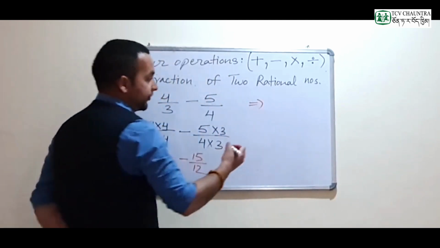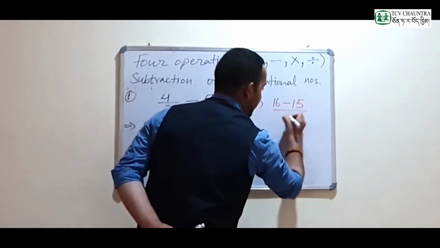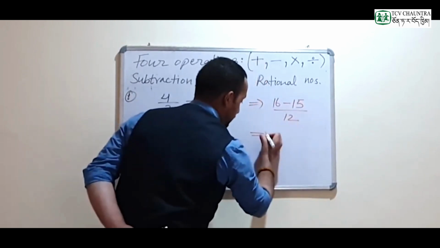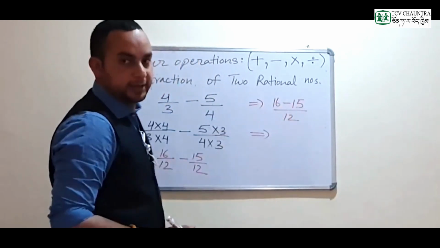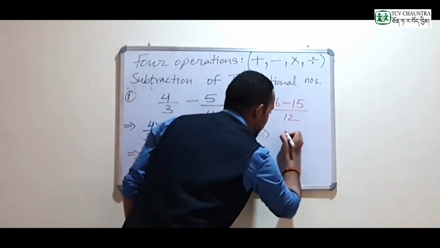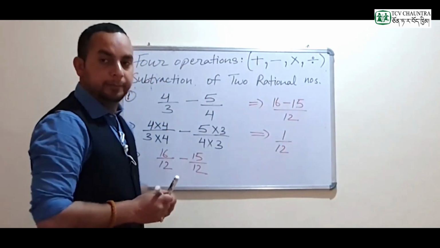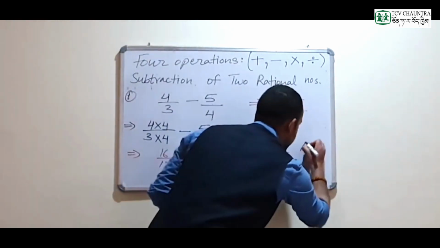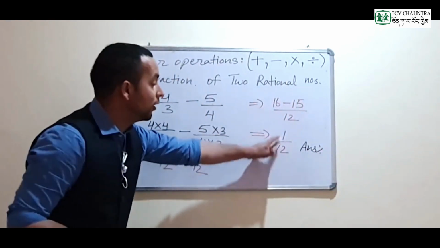So we are going to subtract 16 minus 15 divided by 12. So when we subtract 15 from 16, our answer is 1 upon 12. Again, it is in the form of P by Q, right? This is our answer, and again this is in the form of P by Q.